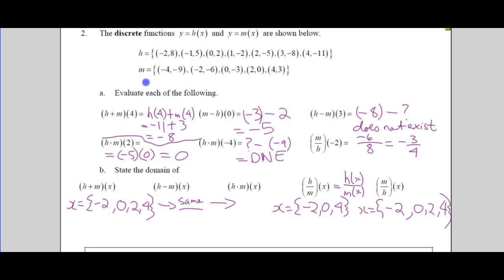Okay? So there's a restriction on this whole thing. If I'm going to do anything with h of x and m of x, add, subtract, multiply, divide, whatever, the x values have to be shared. But if I'm dividing by m, I can't have this, so that comes out of the domain. If I'm dividing by h, I'm good. I can divide by any of those numbers.